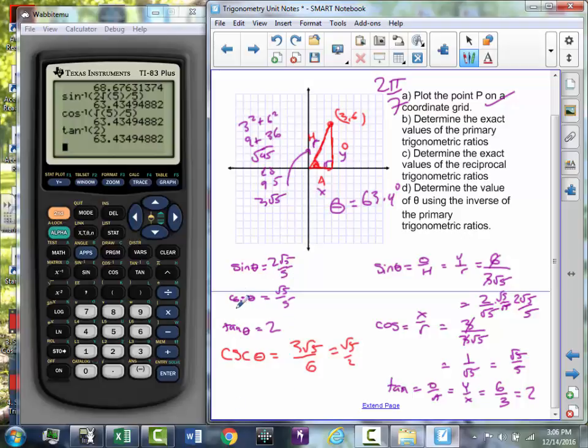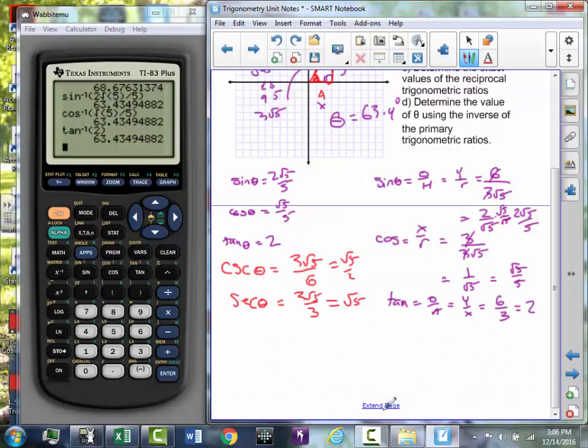Okay, cosine has a buddy called secant. Just flip secant upside down. You know how it used to be 3 over 3 root 5? Well, now it's 3 root 5 over 3, which is just straight up root 5. And then tan used to be 6 over 3. Well, I'll flip it upside down, it's 3 over 6 or 1/2.